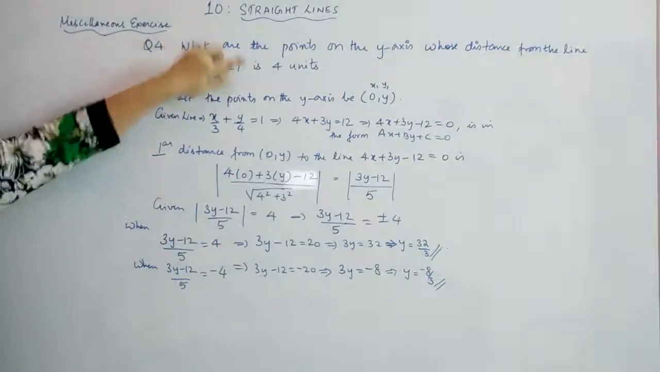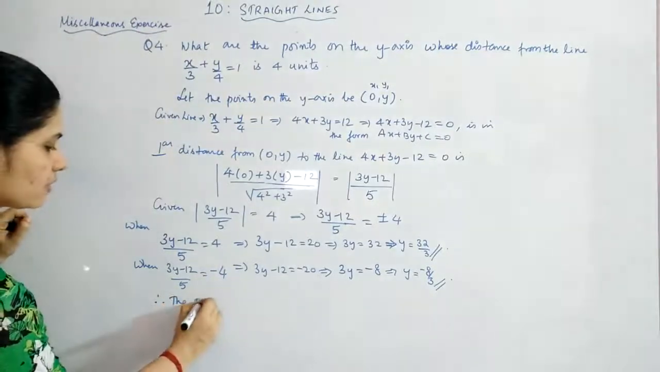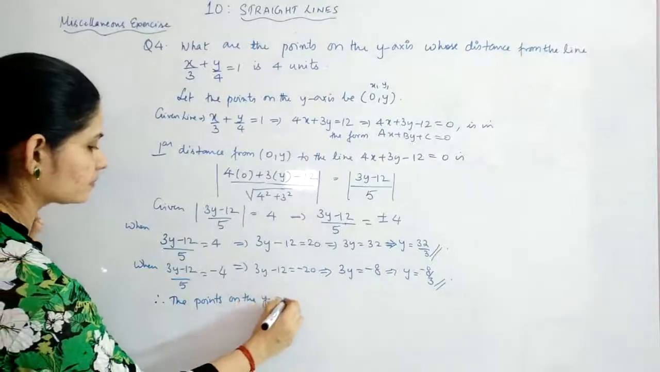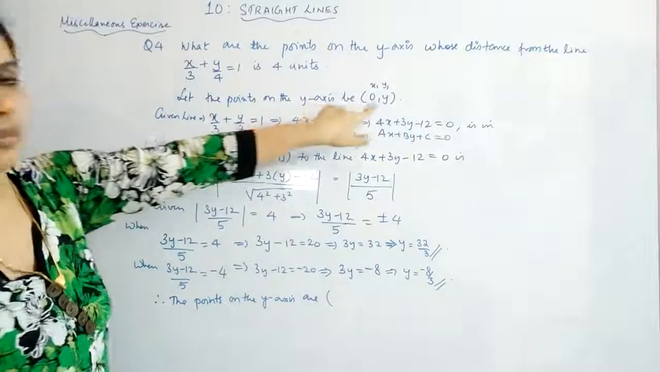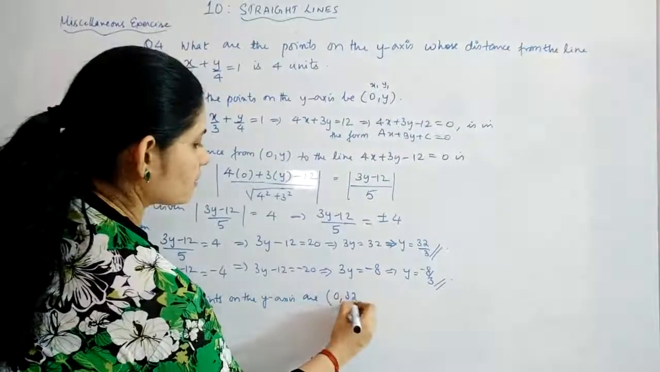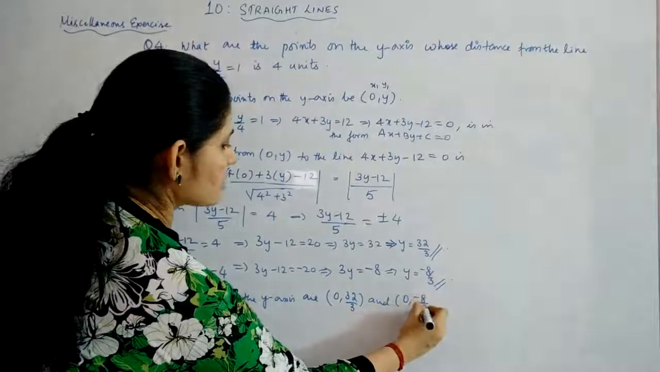The question was, what are the points? Therefore, the points on the y-axis are 0 comma 32 by 3 and 0 comma minus 8 by 3.